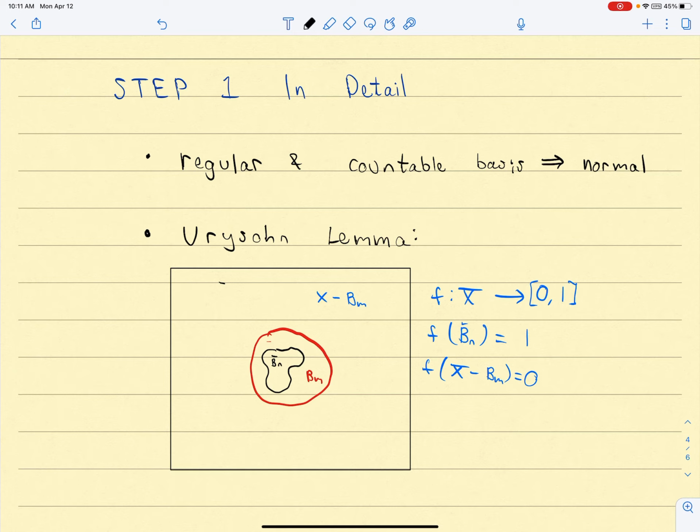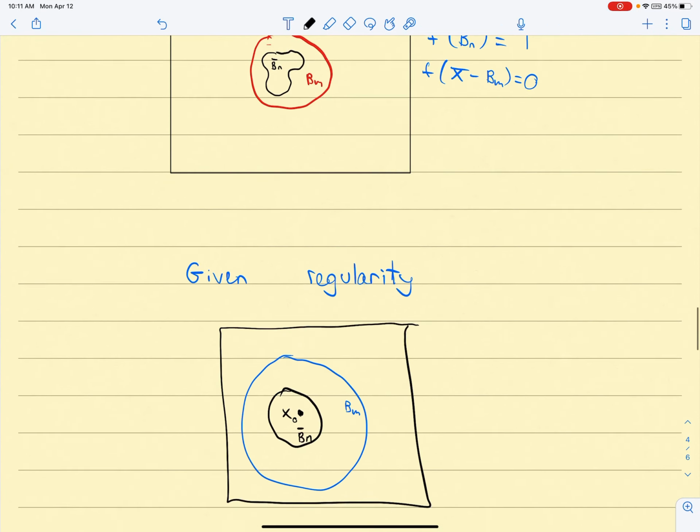So according to the Urysohn lemma, we would have a continuous function f from X to the closed interval [0, 1], such that the image of the closure of B sub n is equal to 1, and the image of X take away B sub m is 0. So this is going to be important. This is how we're going to get our collection of continuous functions which fulfill the properties that we discussed.